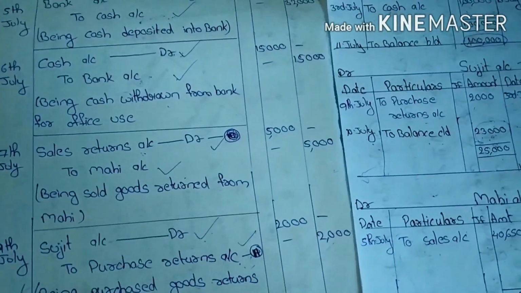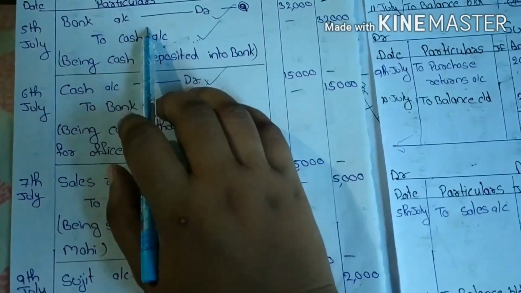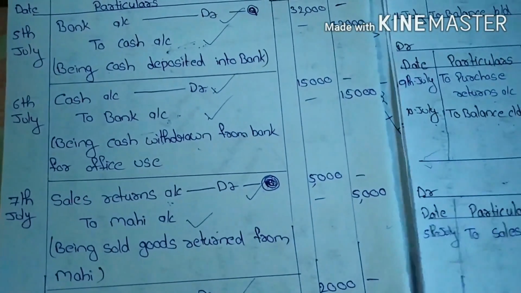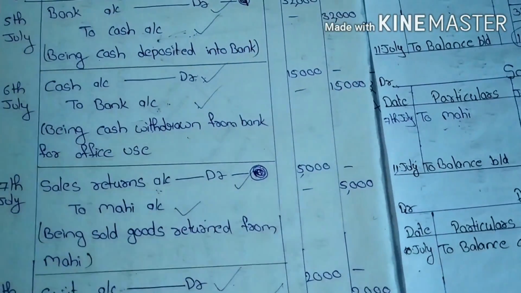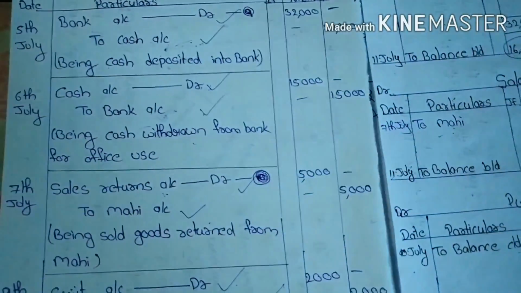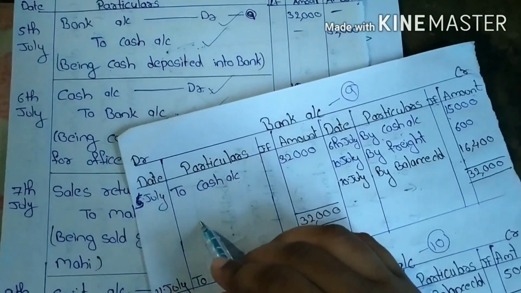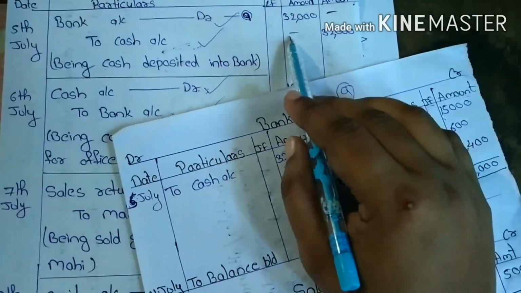Okay, next go to the next page. Next, on 5th, bank account. So this is the 9th account, it should be opened, right? So here the bank account should be on debit, right? So on the bank account debit side you have to post to cash account 32,000.